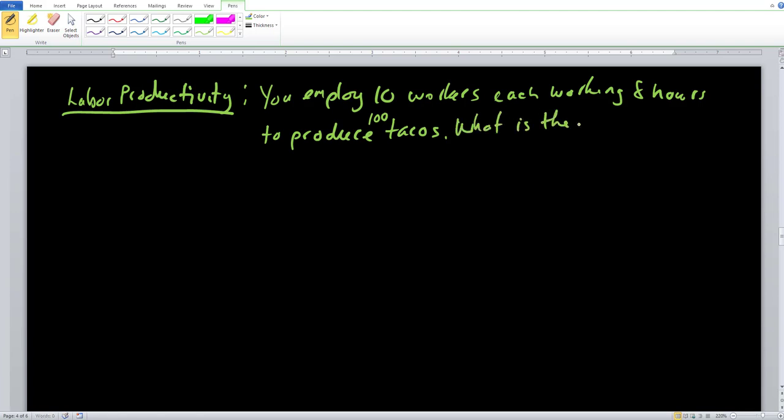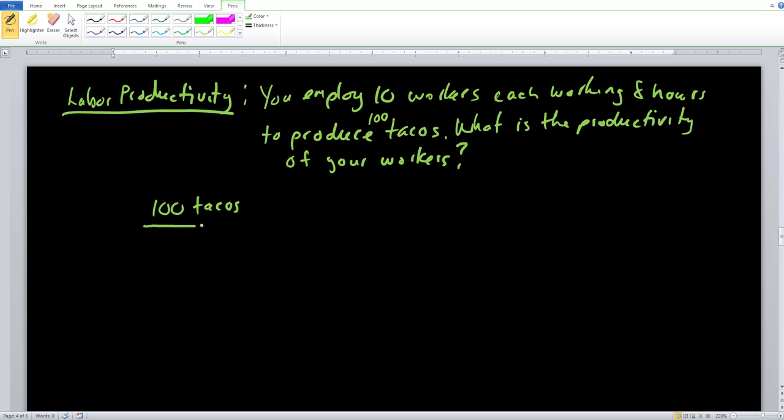So what is the labor productivity, or just productivity, of your workers? In order to answer this question, all we need to do is take the ratio of the amount of goods and services that your workers are able to produce and divide it by how many labor hours you actually used up. Here, your workers produce 100 tacos. So we're going to put 100 tacos on top in the numerator. In the denominator, we want to see how many labor hours. You have 10 workers, each working 8 hours. So we can say 10 workers multiplied by 8 hours.